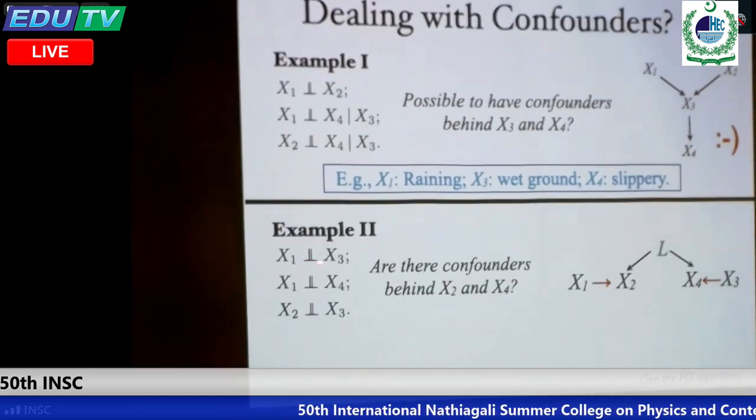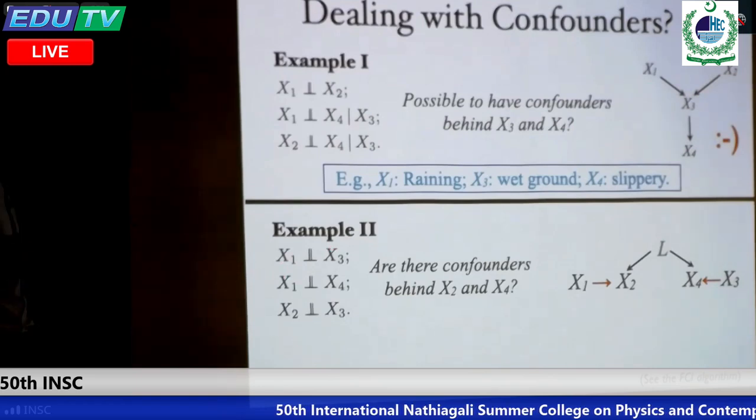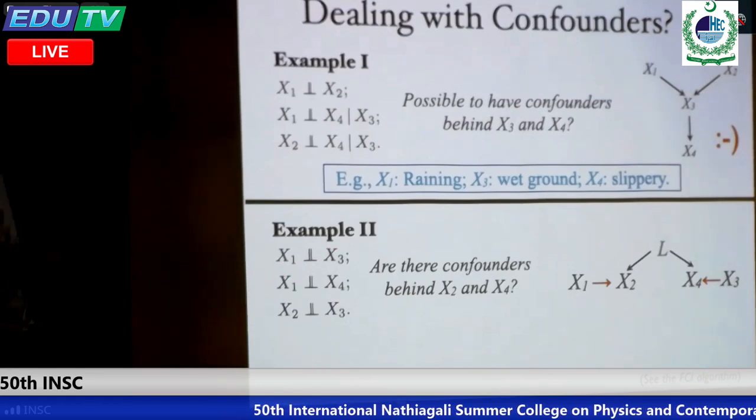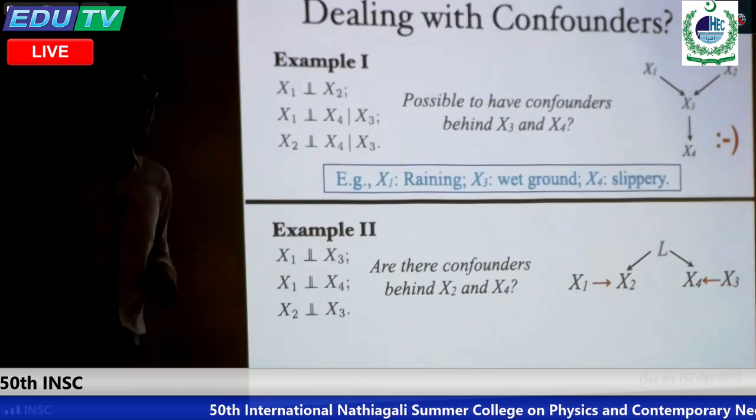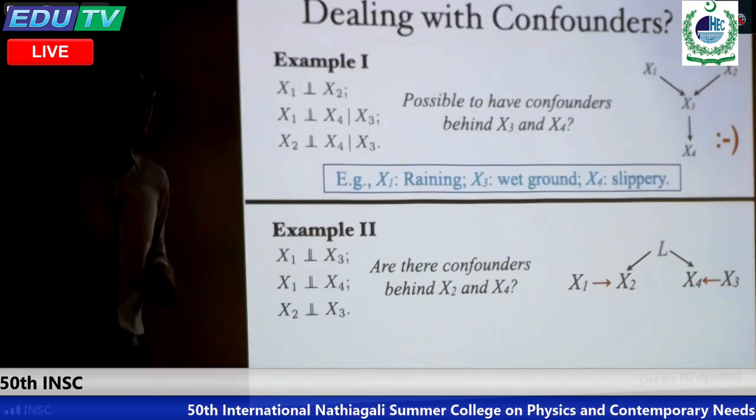Second example, they are independent. So to make it very quick, in this case, we are completely sure. Now you can see 2 and 4 are dependent. Once again, we are completely sure that there must be.